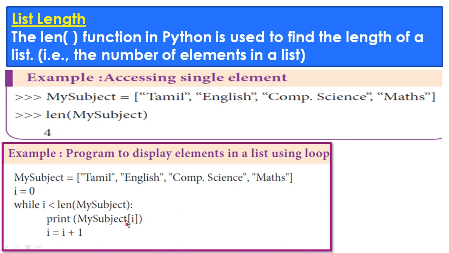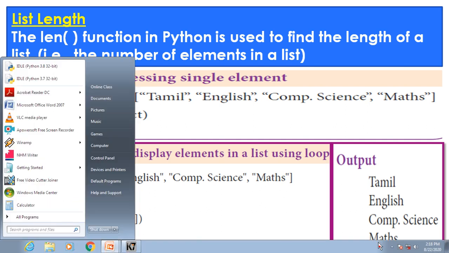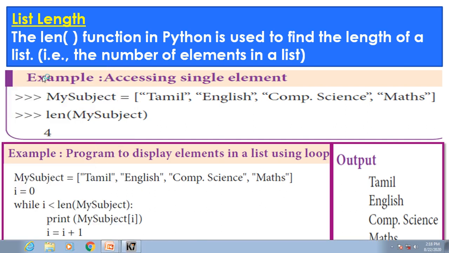Print my subject of i. So the first element is my subject of 0, that is Tamil. The last element is my subject of 3, that is Maths. The i value is incremented by 1 at each iteration. Now we get the result: Tamil, English, Computer Science and Maths. We are going to see this example using the IDLE window.